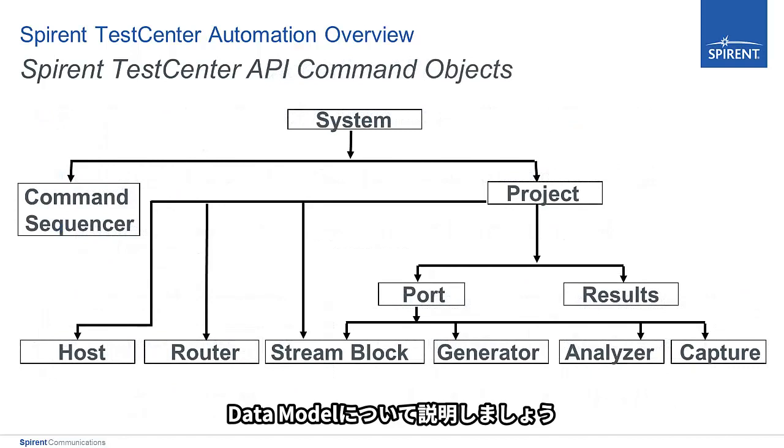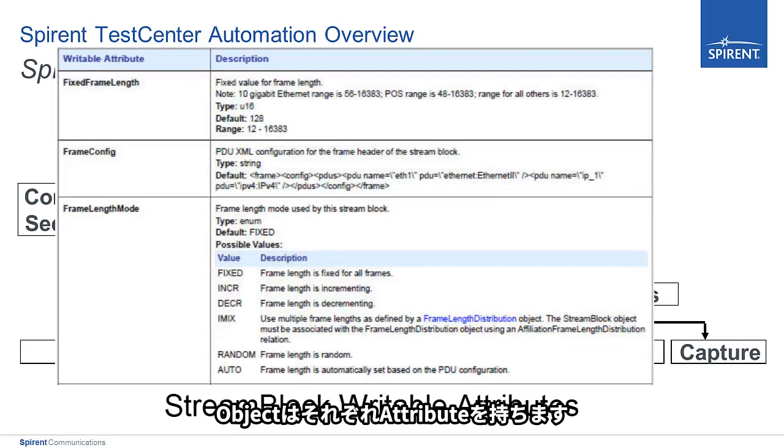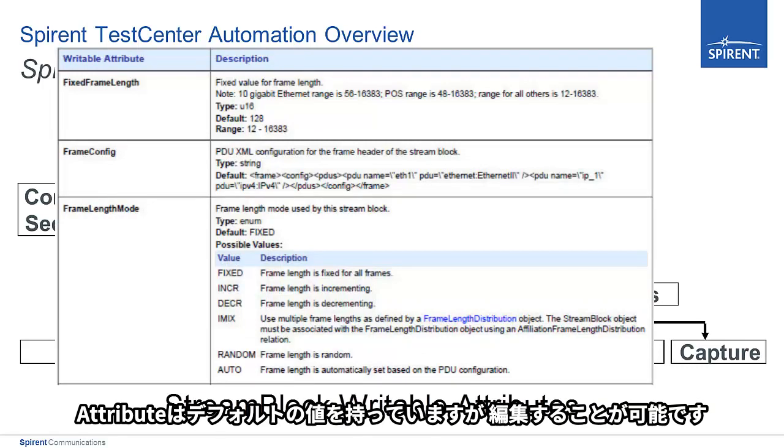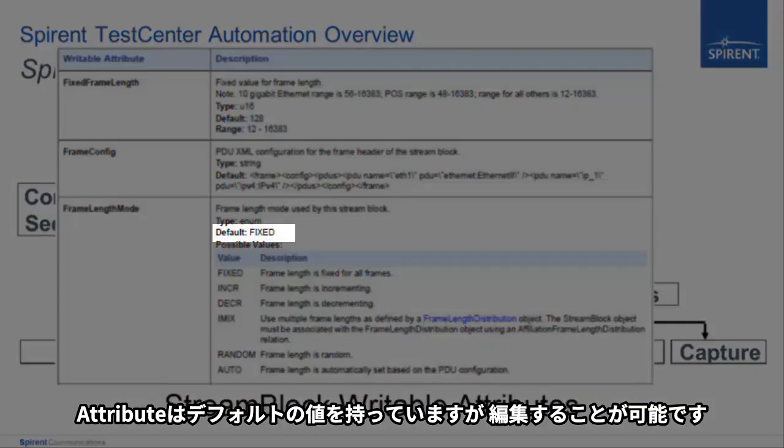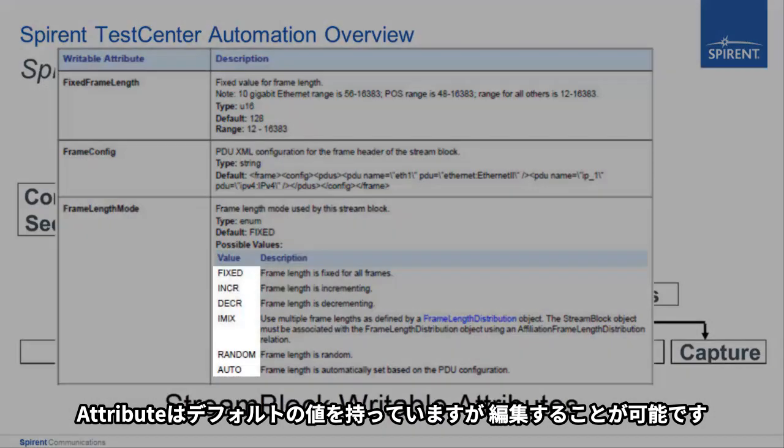Now, I mentioned the data model. What the data model is basically, everything within the Spirent TestCenter Automation API is an object. In other words, you have a system object, you have a project object, there are going to be stream blocks within those projects, you'll have ports within the projects, there's results. Everything is an object. Now, these objects will have attributes, and you will configure those attributes. Now, there are default parameters basically associated with those objects, and you can change those.